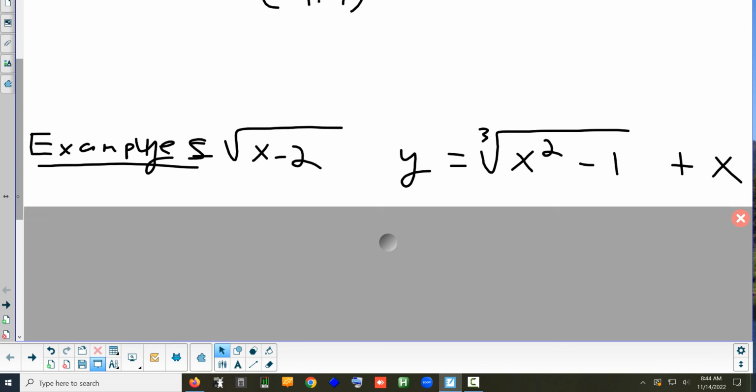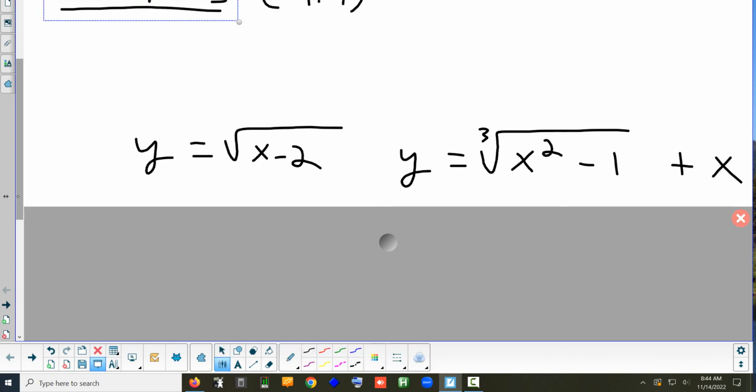So one of them, let's see if I can move that up for you. There you go. Y equals the square root of x minus 2. That's a square root. We'll talk more about how you know it's a square root, but that's a square root. The second one is a cube root. Y equals the cube root of x squared minus 1 plus x. So those are both examples of the types of things we're going to be working with today.